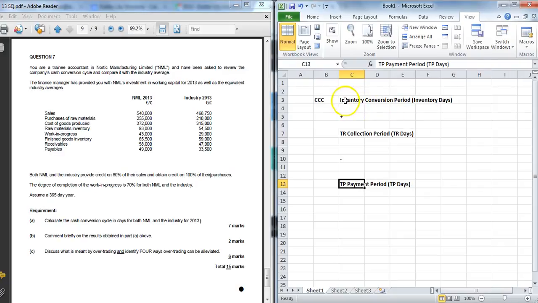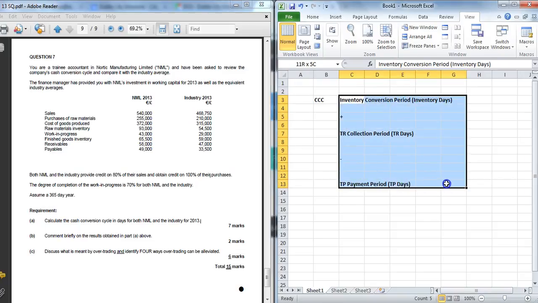So essentially you're adding your inventory conversion period, that is, on average, how long does it take you to sell your stock? So if you're a manufacturer, which Nordic Manufacturing is in this question, it involves how long does it take you to get the goods in, your raw materials, to manufacture the good, and to sell the finished good on to your customer. You add to that how long it takes you to get your customer to pay you. So from the time you sell the good till you get it in, how long does that take? And then you take off any credit you get from your suppliers.